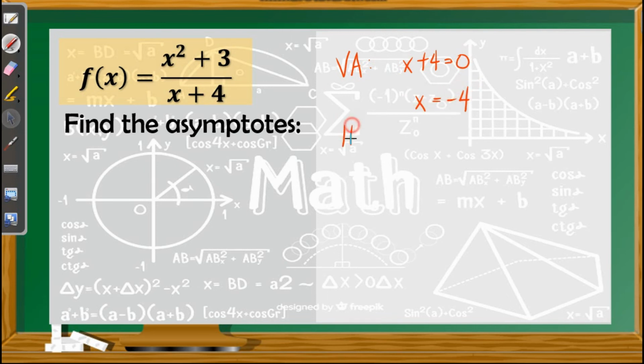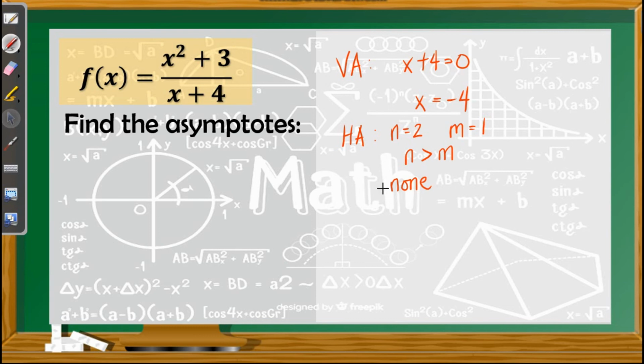Next, for the HA, let us base it on the degrees of the numerator and denominator. The numerator has a degree of 2. The denominator has a degree of 1. Therefore, the numerator has a greater degree than the denominator. In this case, it means that the horizontal asymptote is none.